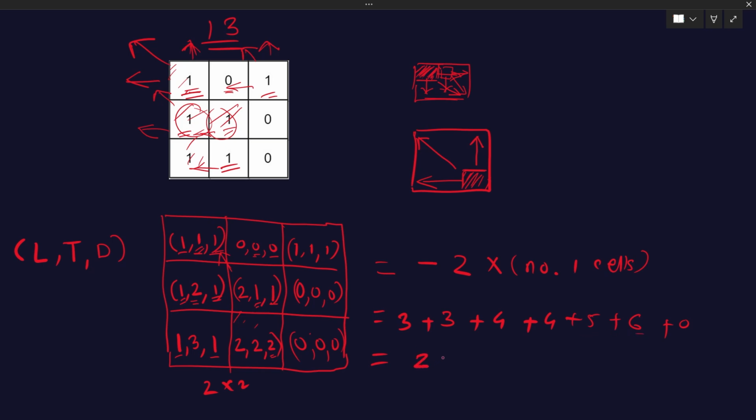Okay, so the summation is 25, and since at the end we do minus 2 into the number of cells having 1, which is this first, second, third, fourth, fifth and sixth. So 2 into 6, which is 12. So the answer would be 25 minus 12, which is 13. So yeah, this is the answer.